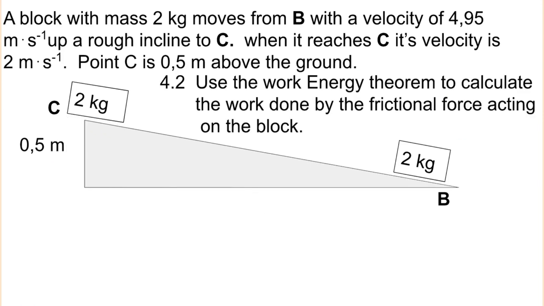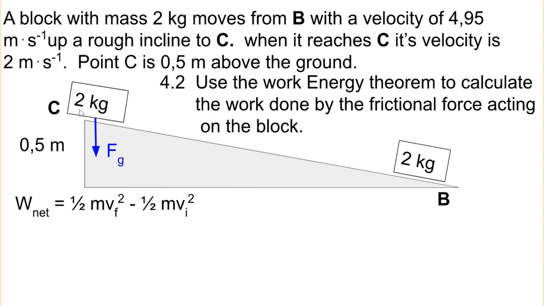4.2. Calculate, or use the work energy theorem to calculate, the work done by the frictional force acting on the block. My equation: the net work done is equal to the change in kinetic energy. We know what the velocity is at the bottom of the slope, which is our initial velocity, and we know what the velocity is at the top of the block, which is our final velocity, so we can put in those values. But before we continue, we need to know what forces are acting on this block.